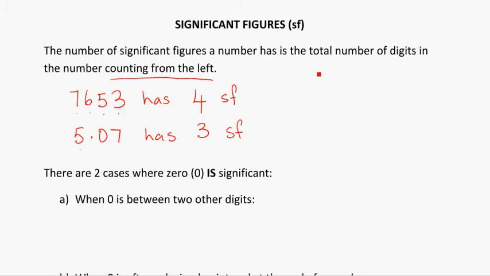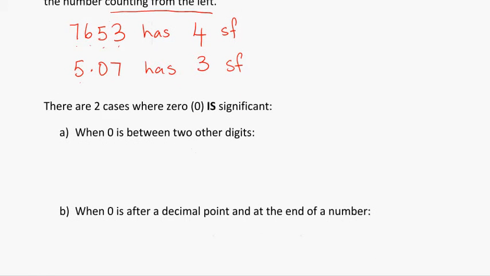Now there are 2 cases where 0 is significant. You count it as a significant number. The first case is when 0 is between 2 other digits. You'll notice in this case here the 0 is between the 5 and the 7, and so it is counted. Another example, 4,028 has 4 significant figures. 1, 2, 3, 4. The 0 is counted because it's between 2 other digits.